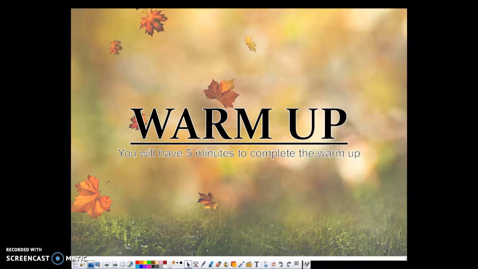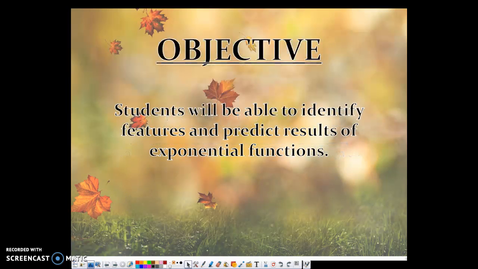Hello class! Today we are going to look at a new topic. Today, students will be able to identify features and predict results of exponential functions.